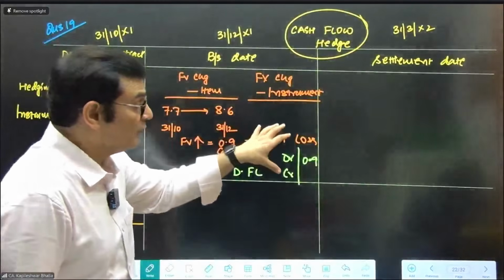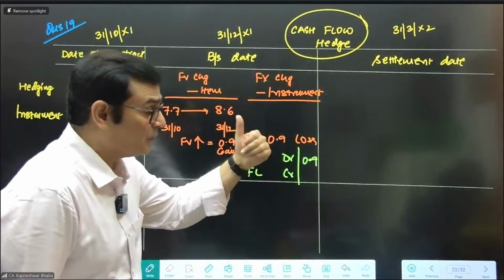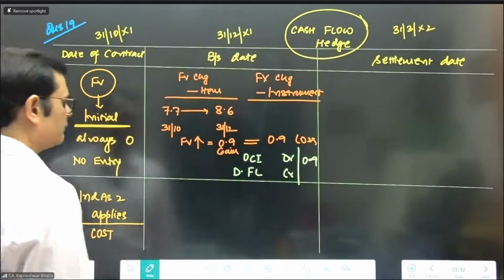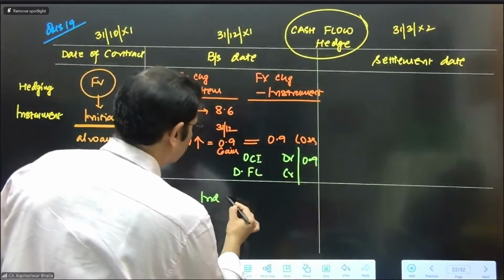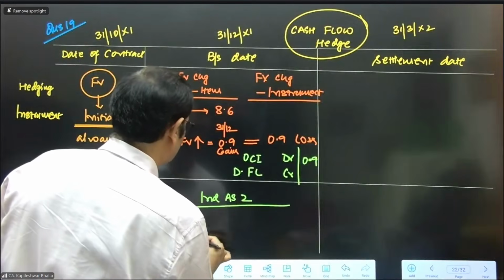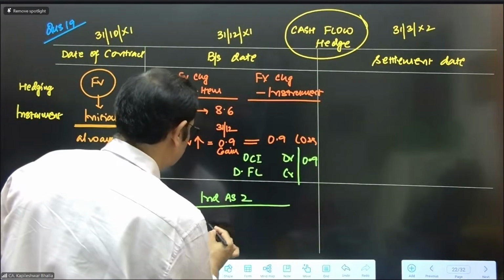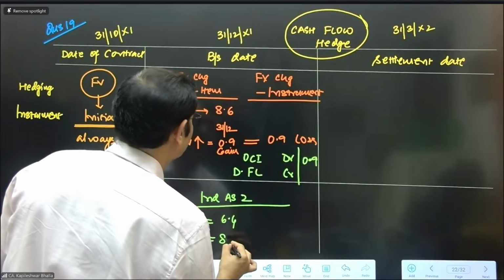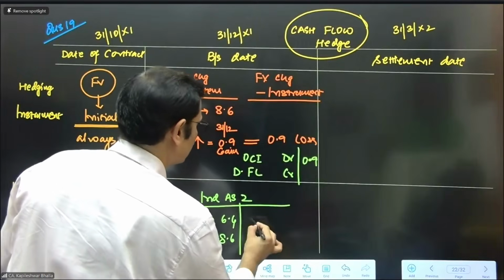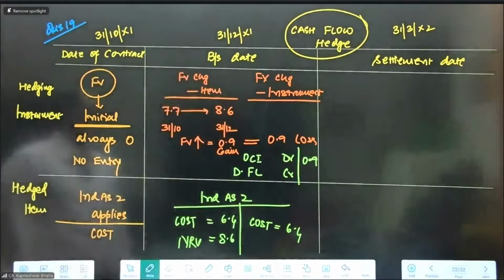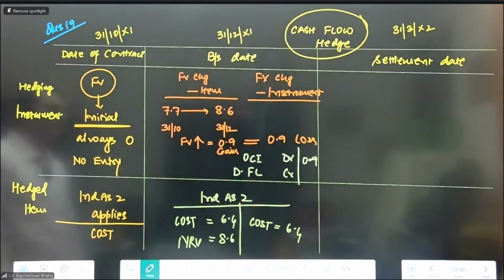The fair value change to be accounted depends upon the fair value change of the item. On the balance sheet date, here again we apply the concept of Ind AS 2. The inventory will be taken at cost or NRV, whichever is less. The cost was 6.4 and the NRV is 8.6, so it will continue to be measured at 6.4 million itself. No changes.